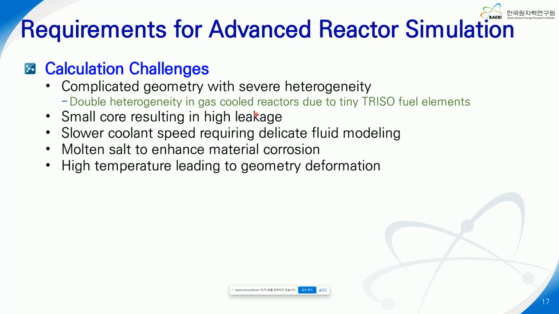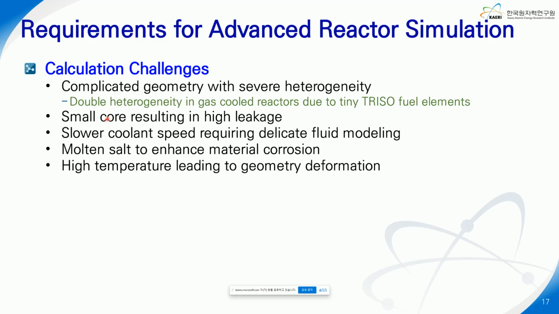The advanced reactors in general have complicated geometry with severe heterogeneity. In gas-cooled reactors, which use tiny TRISO fuel elements, the heterogeneity is more severe, so that so-called double heterogeneity is present.